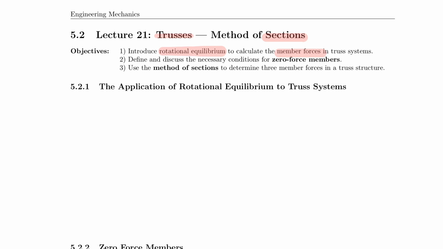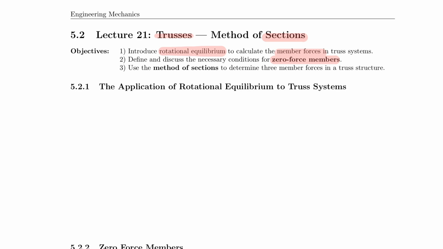And then I will also continue with another thing that we talked about last class, which is the zero force members. Those zero force members are quite often available in larger truss structures. And for larger truss structures, we use the method of joints. So it makes sense to talk about those in the context of trusses in this lecture.